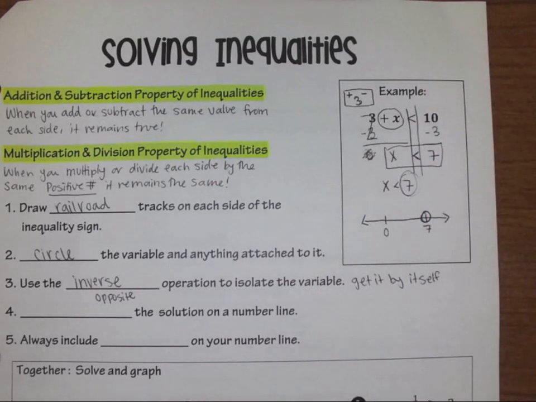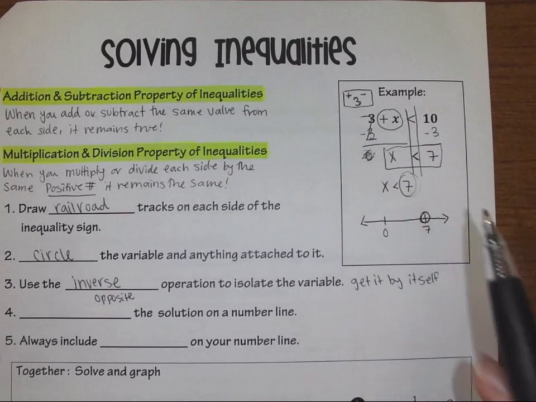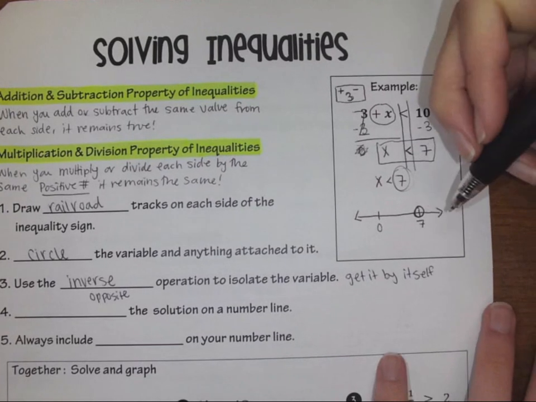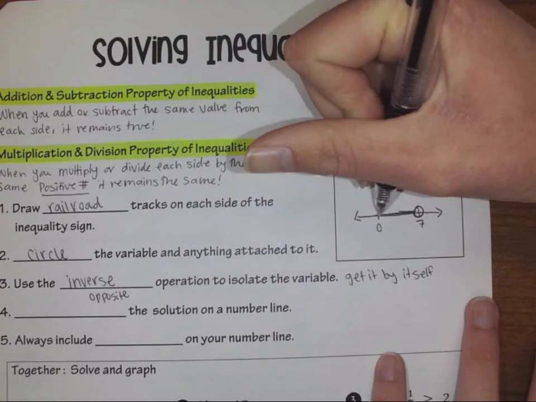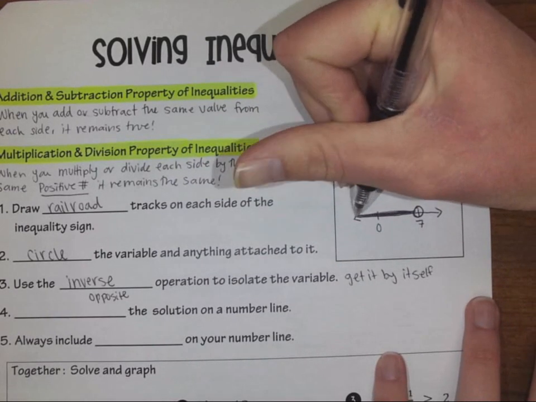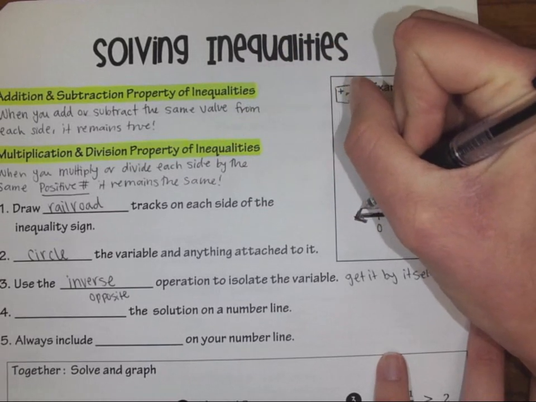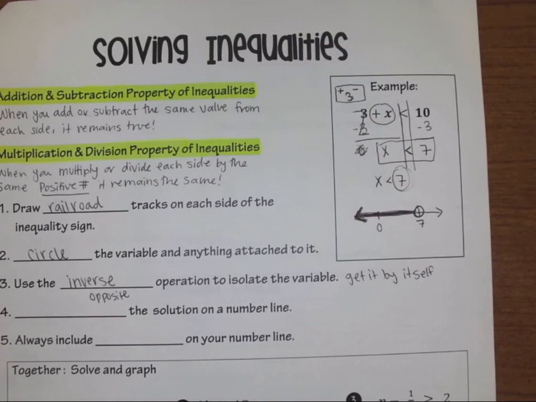So my open circle goes at 7. Okay, now I need to decide which way to go. X is less than 7. So if x is less than 7, that means x could be 6, 5, 4, any number smaller than 7. So I'm going to go towards the 0, towards the smaller numbers. I'm going to go that way and make my big dark arrow right there so I know which way to go. Okay, and then I'm all done.